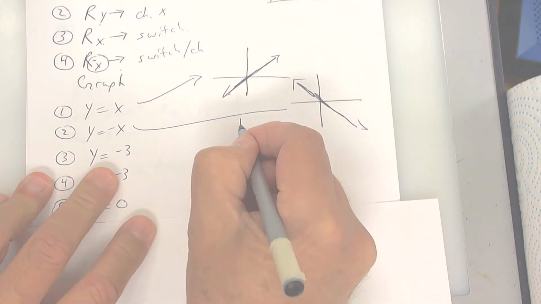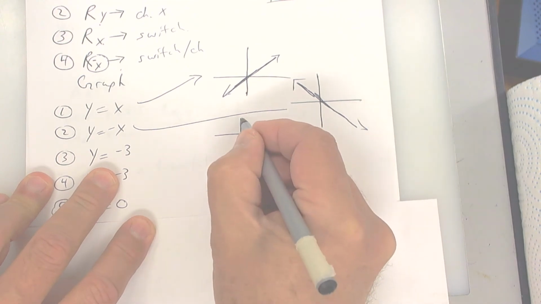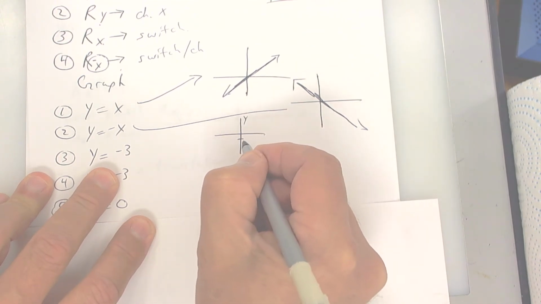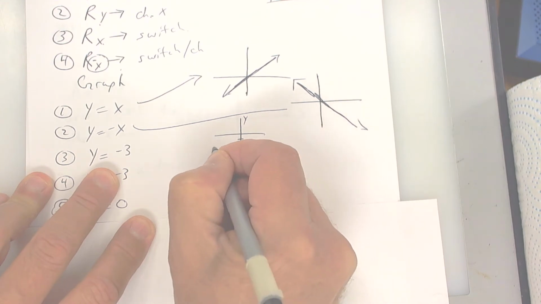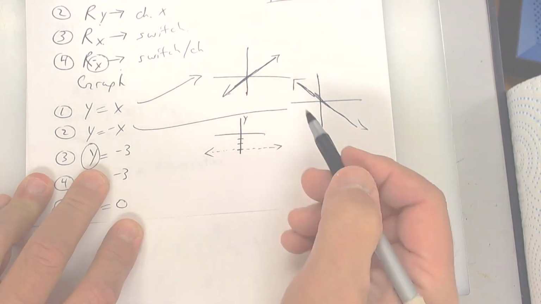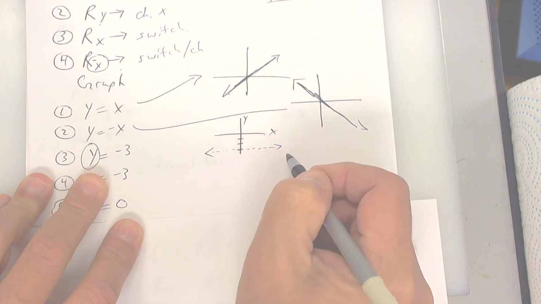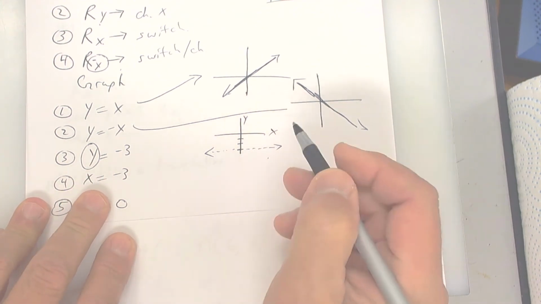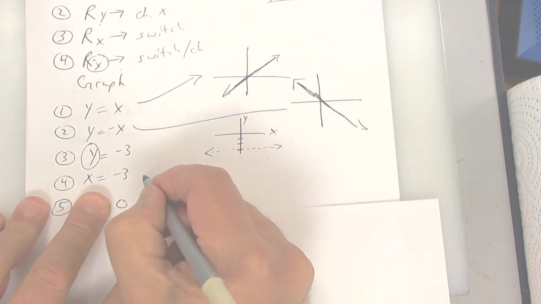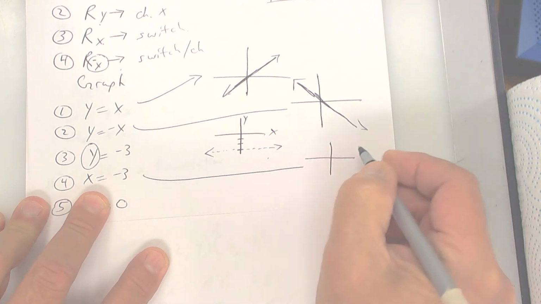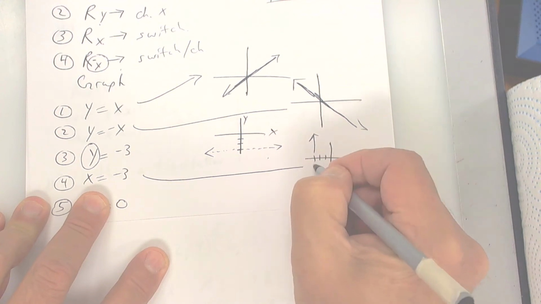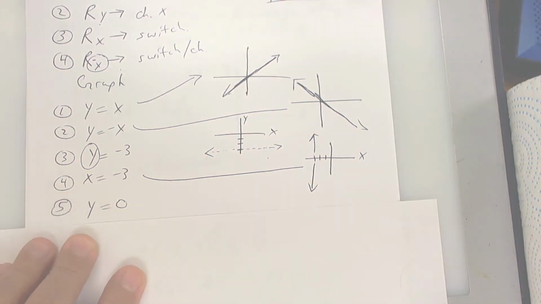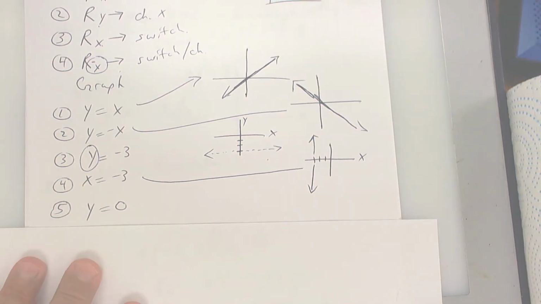Y equals negative 3. Here's my y. So go down 1, 2, 3. This one should look like the x. Okay, if it says y, it's flat like the x. There it is. X equals negative 3. This one, there's my x. 1, 2, 3. This one looks like the y. And there's the answer. Y equals 0 is a special case.